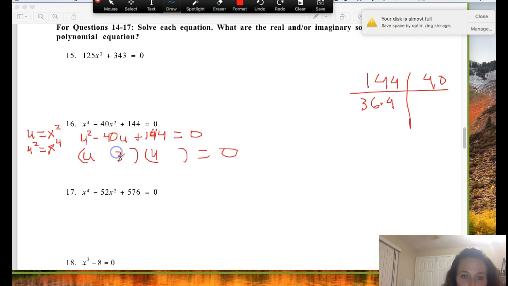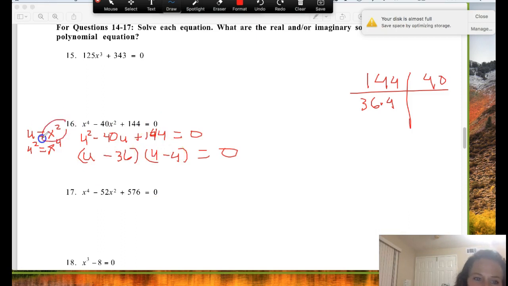So how did I know that? I played around with it on my calculator a little bit. This is negative and that's positive. I want these both to be negative, so they add up to be negative, and a negative times a negative is a positive, so it works. Now I have u minus 36 and u minus 4.